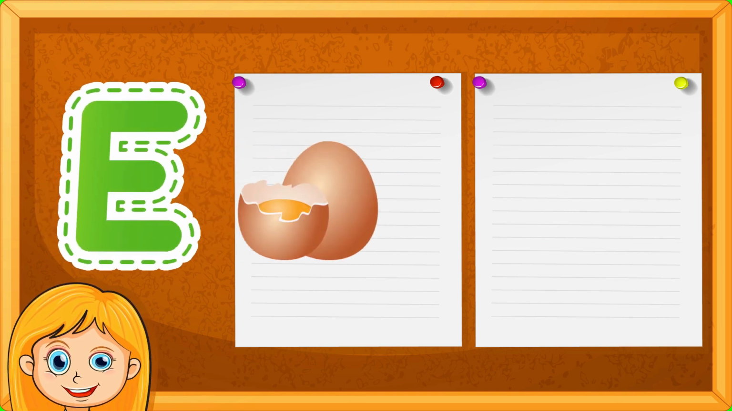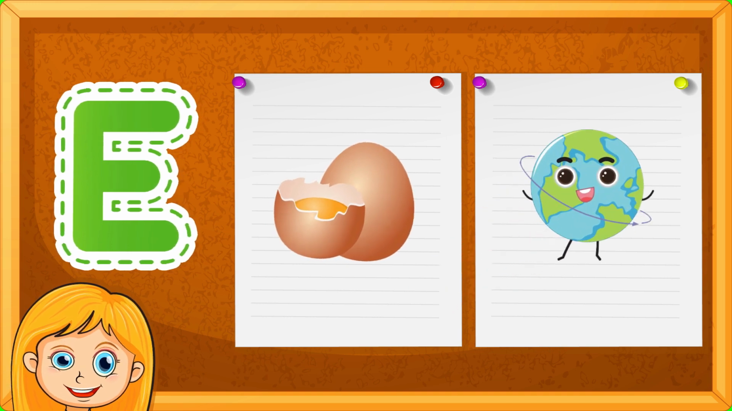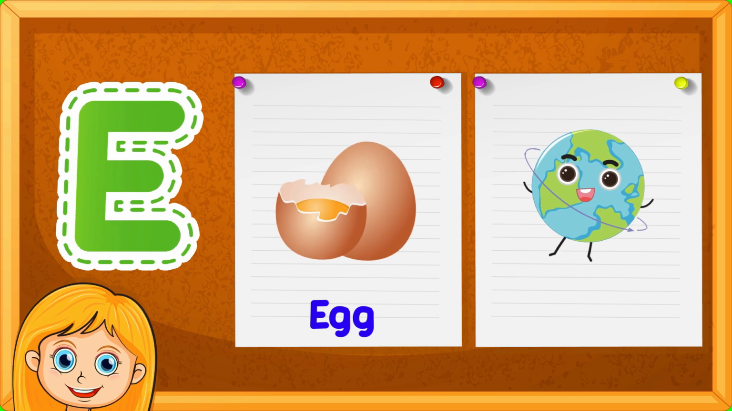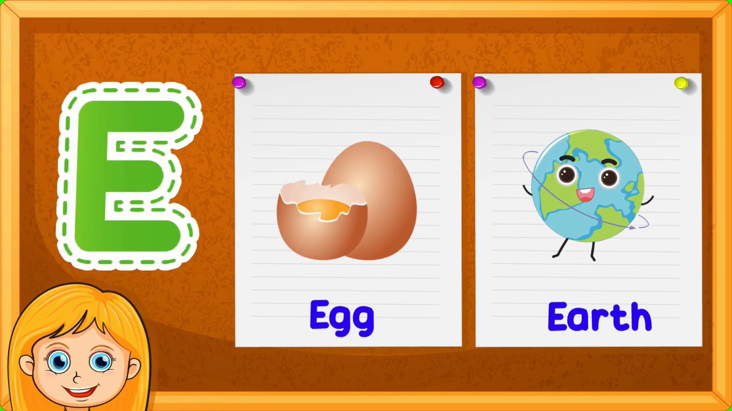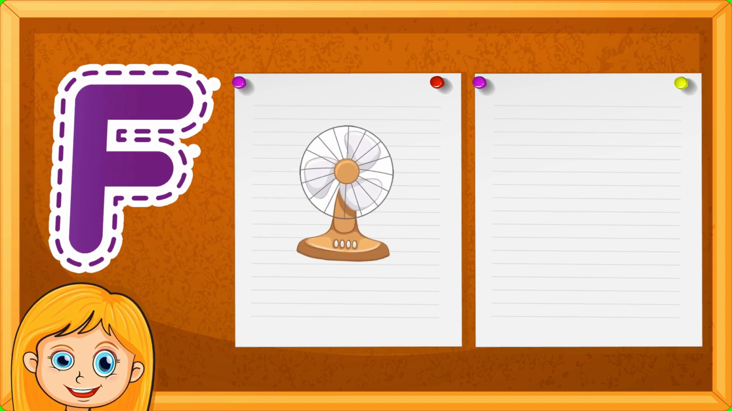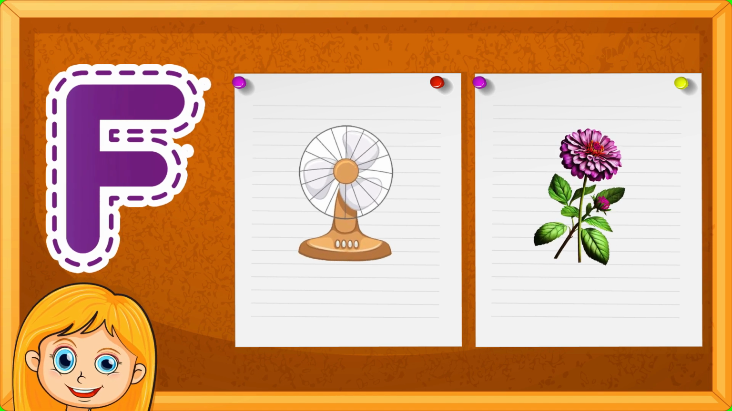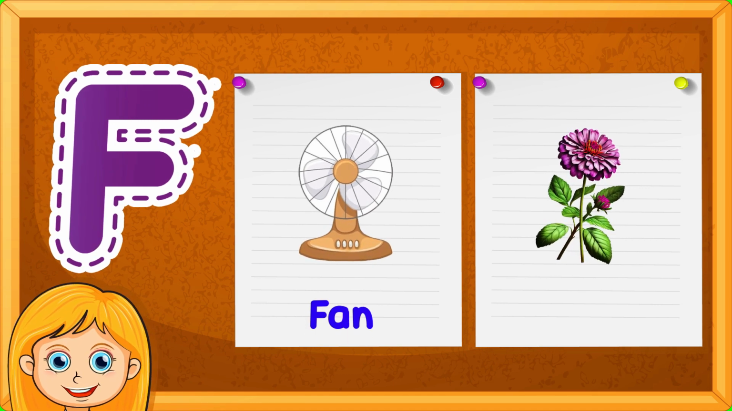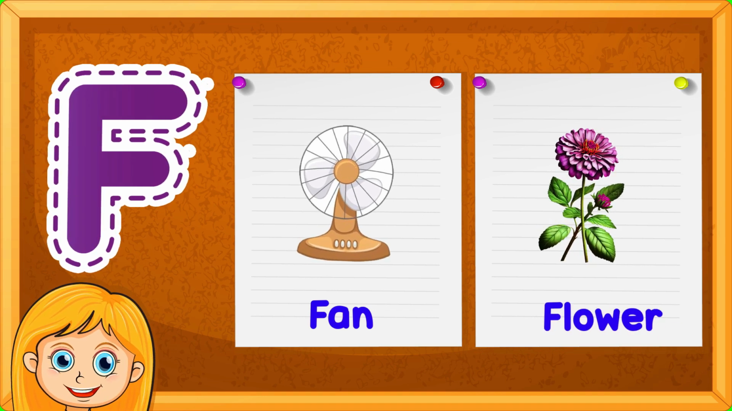E is for eggs. E, e, eggs. E is for earth. E is for e, e, e, e, eggs. E is for e, e, e, e, earth. F is for fan. F, f, fan. F is for flower. F, f, flower. F is for f, f, f, f, fan. F is for f, f, f, f, flower.